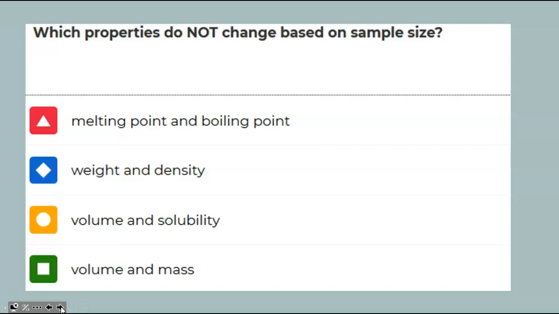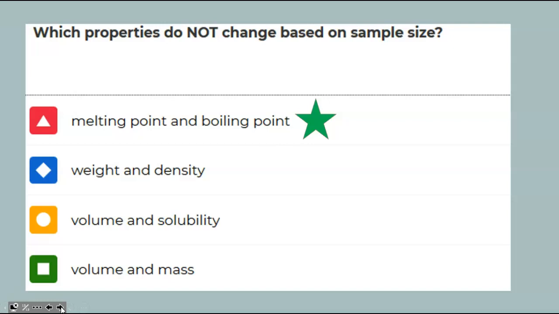Which properties do not change based on a sample size? Now, we talked about volume and mass as being the things that do change. Volume and mass change depending on how big of a sample you have. So we want to know which properties do not change. So we need to look for the answer that does not deal with volume, mass, or even weight.